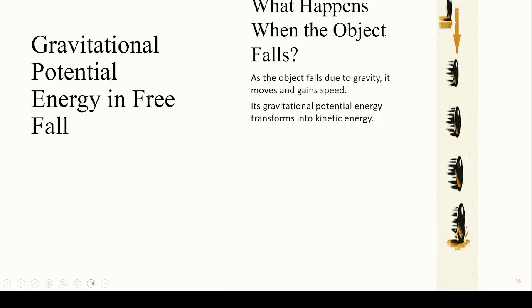Cool. So you see an object. What happens when an object falls? Here it has gravitational potential energy at the top. But when it falls, that gravitational potential energy transforms into kinetic energy because the object is moving. And when it falls, it may make noise, so it converts into sound energy, which is also kinetic energy. So when an object falls due to gravity, it moves and gains speed. In this case, there is an energy transformation happening.